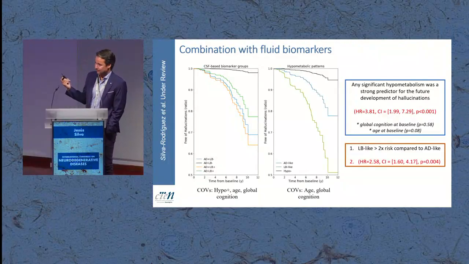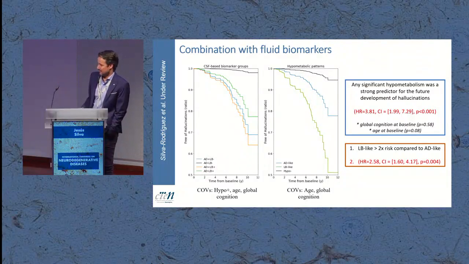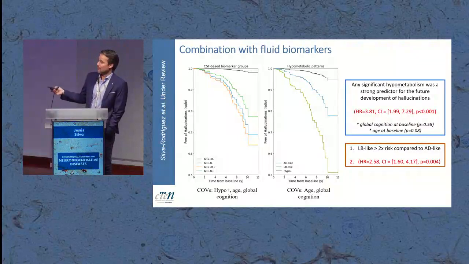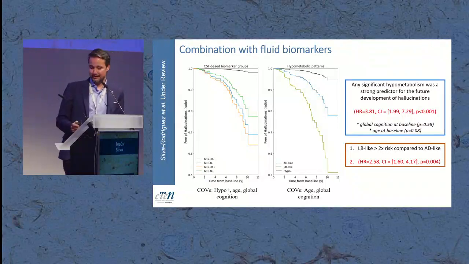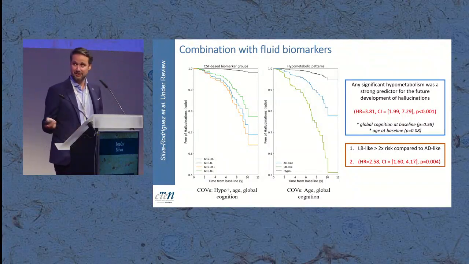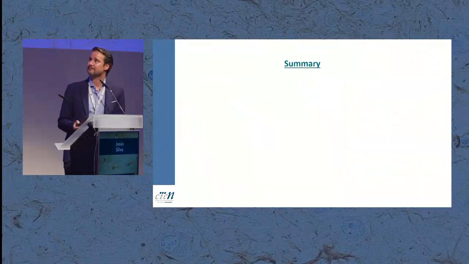And most interestingly, when we take this into account and filter our patients with hypometabolism, we can replicate the difference that we saw earlier, and we can see that patients showing a Lewy body-like hypometabolism will have a higher risk of developing hallucinations irrespective of the pathological group.